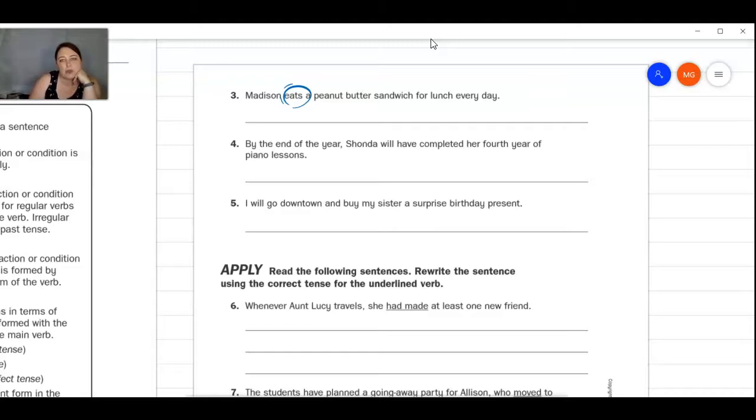By the end of the year, Shonda will have. Will have. So this one is perfect. But what kind of perfect? Is it past, present, or future perfect? It's up to you. I will go downtown and buy my sister a surprise birthday. Oh, I will go. There's no have, so it's not perfect.